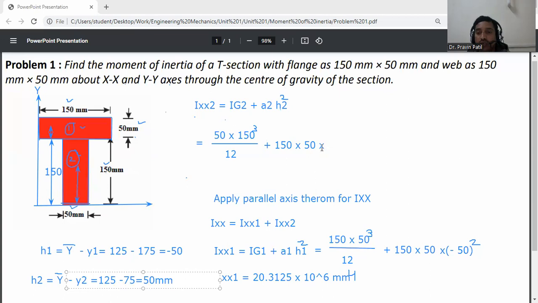H2 is 50 mm, so H2 square is 50 square. From this relation we get Ix2 is equal to 50 into 150 cube divided by 12 plus 150 into 50 into 50 square. So we'll get 32.8125.